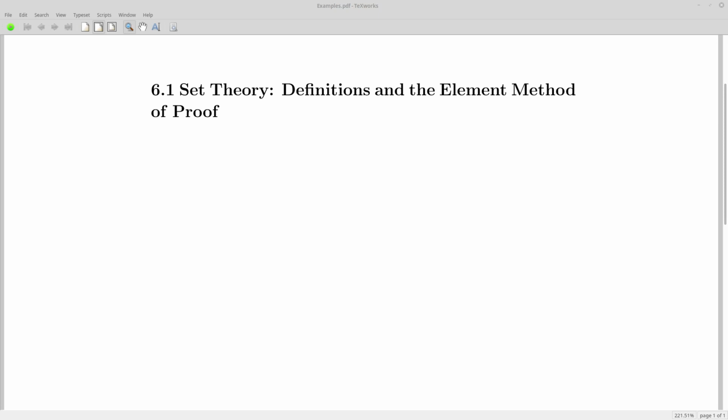Hi, discrete mathematics students. This is a video to introduce 6.1 set theory definitions and the element method of proof. I expect you to read the section and learn a great deal from the reading itself. This video is merely designed to provide some examples that can help you with the homework. So let's display the homework here.